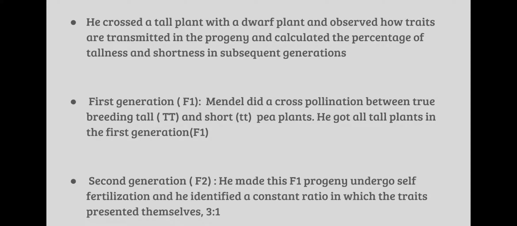But in the F2 generation, he made his F1 generation undergo self fertilization and he identified a constant ratio in which the traits presented themselves. So he observed that in F2 generation there was presence of shortness, and the tall plants and the short plants always presented themselves in a fixed ratio of 3:1.